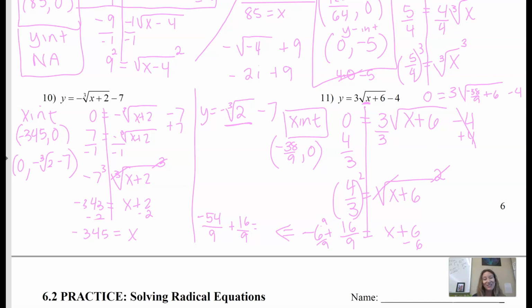Now I'm going to do the y-intercept. For the y-intercept, I again plug in 0 for x, and I can tell it's going to be 0 plus 6. So I've got 0, comma, 3 square root of 6 minus 4. The square root of 6 doesn't have a very beautiful answer, so I'm going to leave it as this. And there's my y-intercept and my x-intercept. And that would finish us out for today.